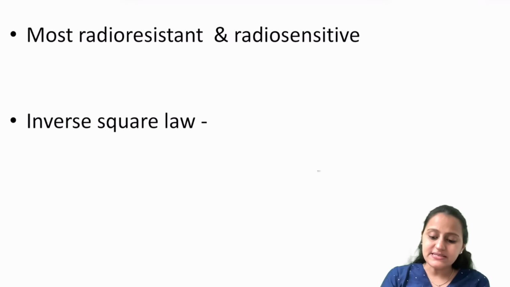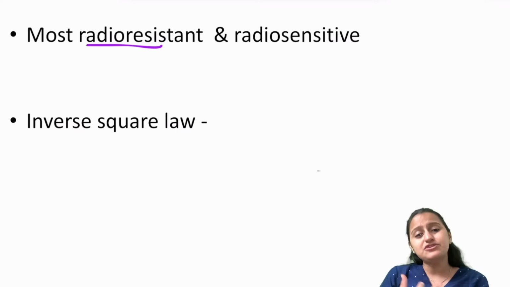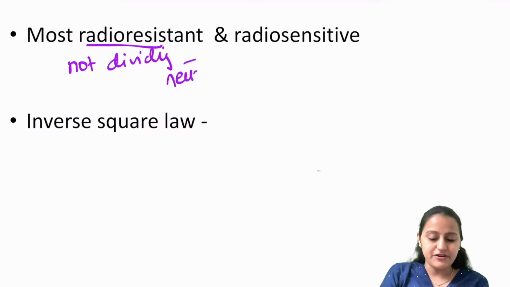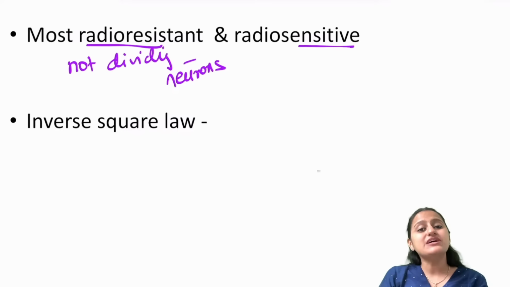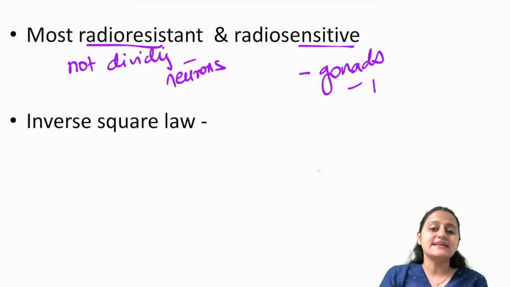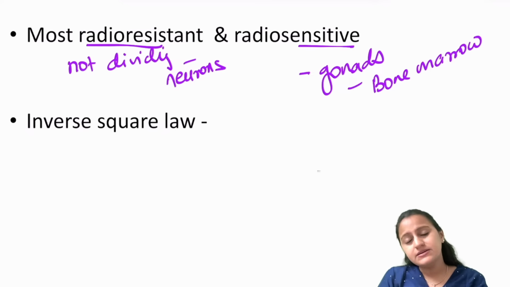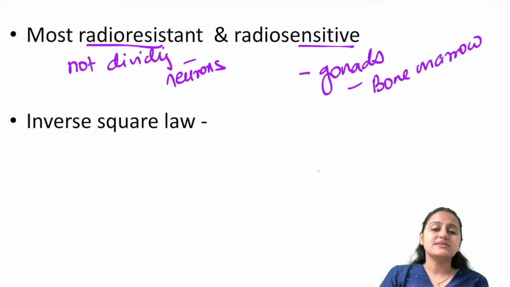Most radio resistant and most radio sensitive. Remember the tissue which is not dividing. The non-dividing cells are resistant, like neurons. The ones which are dividing are very sensitive. So you have gonads which are very sensitive, bone marrow which is very sensitive, right? So remember, gonads and bone marrow are very, very sensitive. Neurons are resistant. What is the most resistant cell cycle phase?